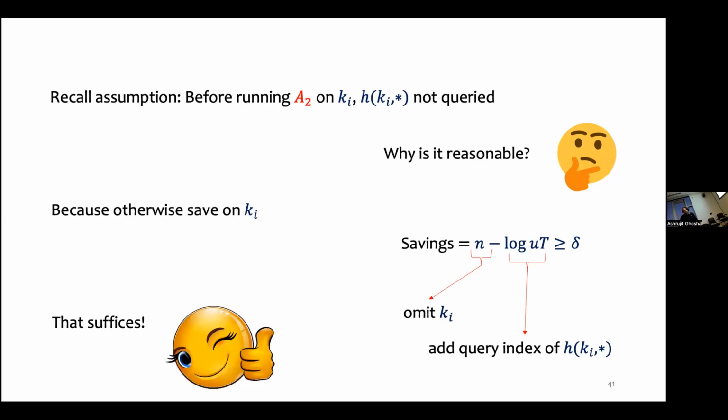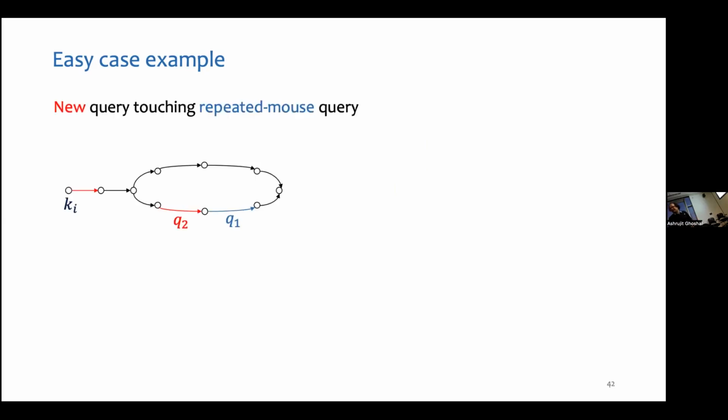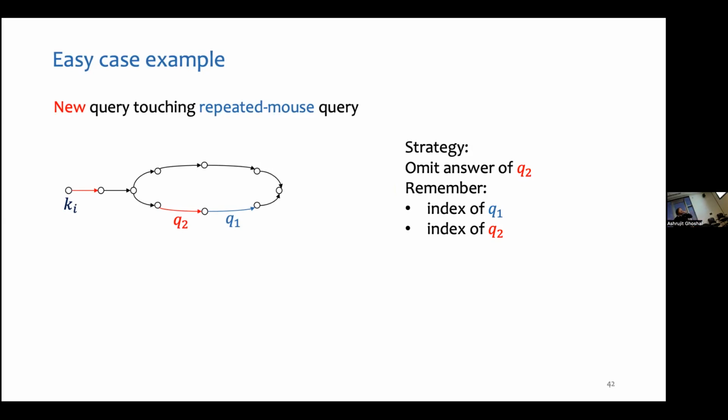That suffices. Okay, so let's see an example of a mouse structure where it's easy to save. Say the mouse structure has a new query Q2 whose answer was the input of some query Q1, which is a repeated mouse query. That is, it's a query that was present in the mouse structure of some earlier key. So here our strategy to compress would be to omit the answer of the query Q2 and instead remember the indices of Q1 and Q2.